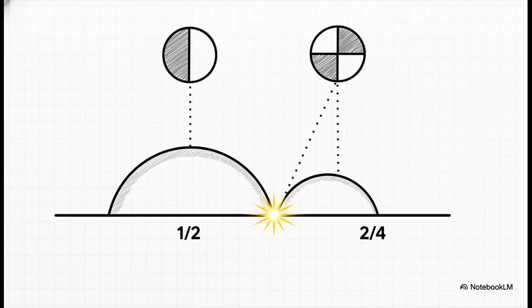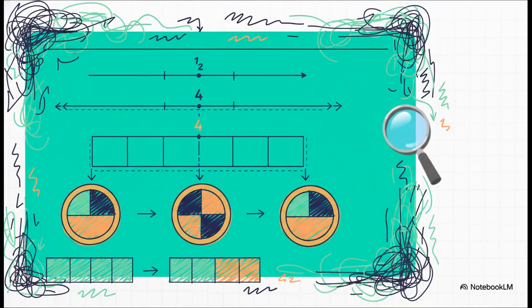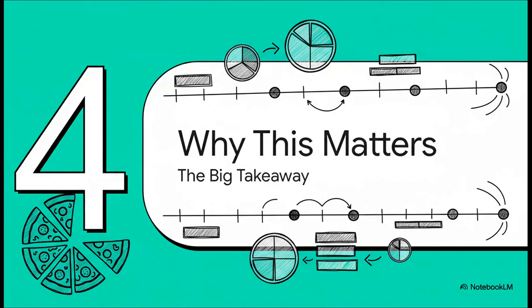And this right here is the big idea. Even though 1/2 and 2/4 look completely different, they represent the exact same number, the same value, the exact same address on our map. And this is what we call equivalent fractions. They're fractions that are written differently but of the same size, and they live in the very same spot on the number line. So 1/2 is the same as 2/4, which is also the same as 4/8, and you could keep going forever.